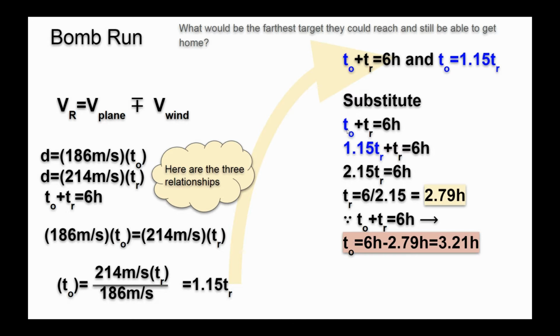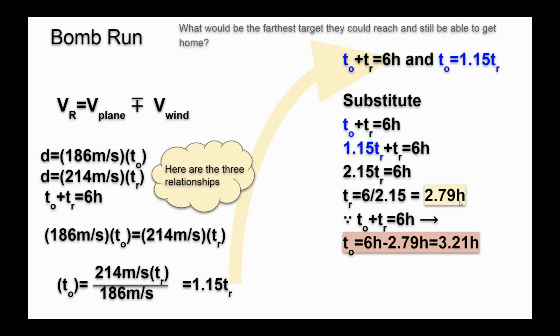We're going to take the T0, the outbound time in this expression, and replace it with this equation. And you might go, why would we do that? Because instead of having two separate time values, now we have one unknown. The substitution of one equation in the other has completely knocked out one of the two unknowns, and we easily solve for the time to return. The time to return is 2.79 hours.